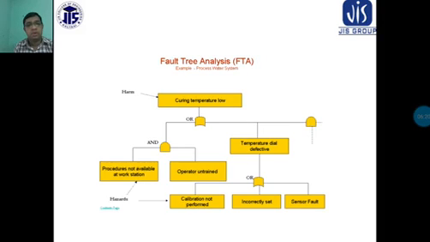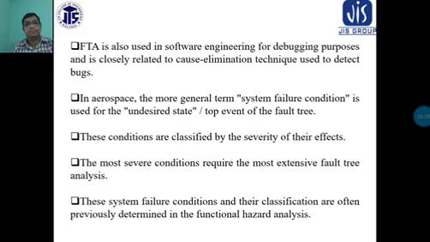And then you have the OR gates, for example the temperature dial defective, meaning these considerations will come through your OR gates, and this type of fault will be discussed in the fault tree analysis here. The fault tree analysis is also used in software engineering for debugging purposes, and is closely related to the cause elimination technique used to detect bugs.